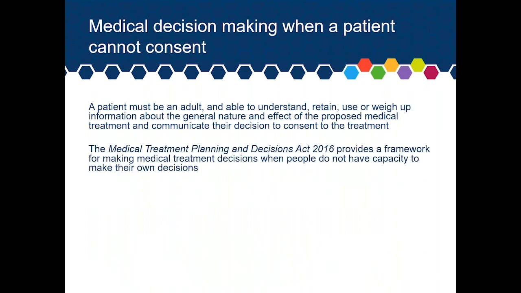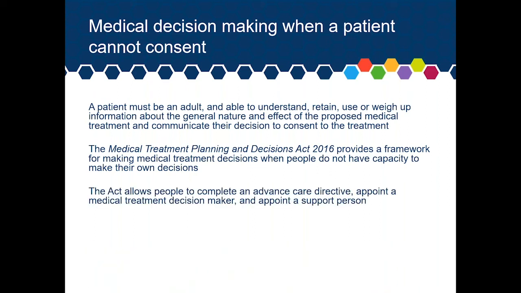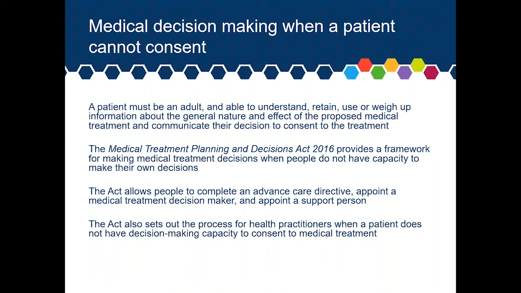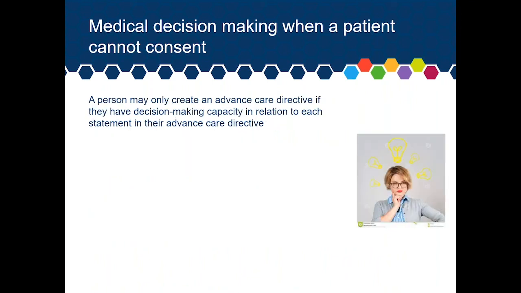The Medical Treatment Planning and Decisions Act of 2016 provides a framework for making medical treatment decisions when people do not have capacity to make their own decisions. The Act allows people to complete an advance care directive, appoint a medical treatment decision maker, and appoint a support person. The Act also clearly sets out the process for health practitioners when a patient does not have decision-making capacity to consent to medical treatment.